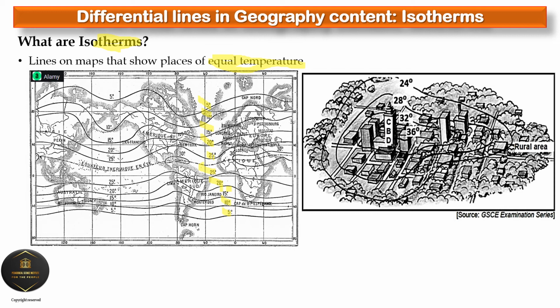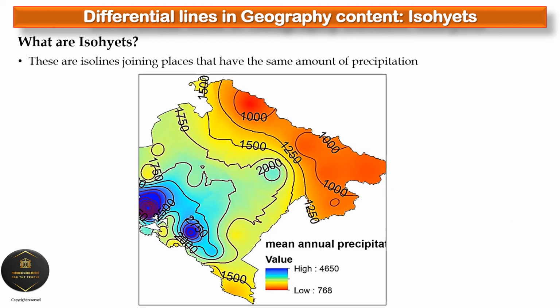So in this diagram as well, we have isotherms showing us how fragments of the city may have the same temperatures while others may have different temperatures. When we look at the formation of an urban heat island, so we are going to look at this in the last topic of climatology. So you need to be able to identify these isotherms. And then we have isohyets. Now, what are isohyets?